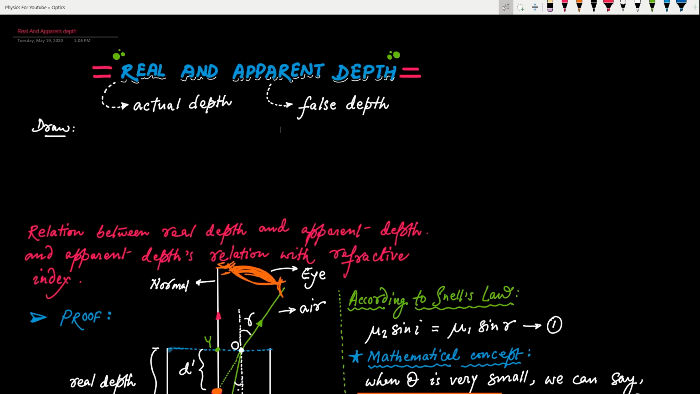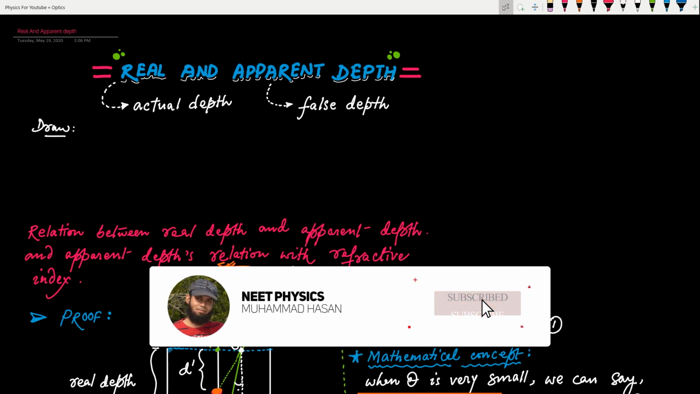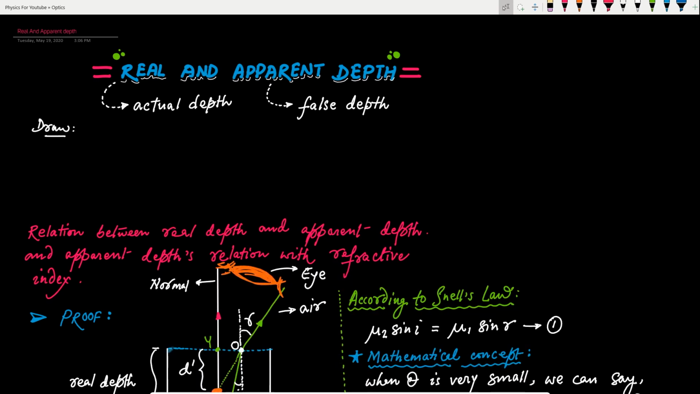Okay, so let's start our study on the concept of real and apparent depth. So this is a very easy concept. We'll be looking into the concept and some of the proof related to this, and we'll be solving some MCQs or numericals based on real and apparent depth so that the concept is absolutely clear. So what is real depth? Real depth is actual depth and apparent depth is false depth. Now what do I mean by that? It will be very clear.